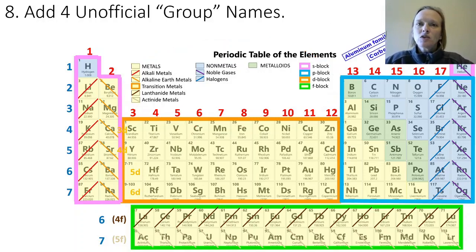And I'd also like you to add these 4 unofficial group names. We've already talked about the alkali metals, the alkaline earth metals, the noble gases, and the halogens. Groups 13, 14, 15, and 16 don't have really official names, but in class we will refer to group 13 as the aluminum family because that's where aluminum is. We'll call group 14 the carbon family, 15 will be the nitrogen family, and 16 will be the oxygen family.